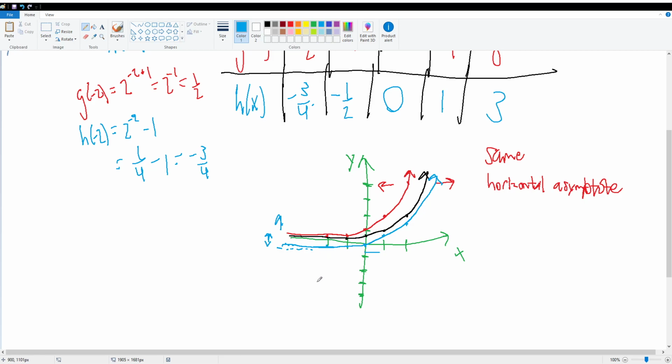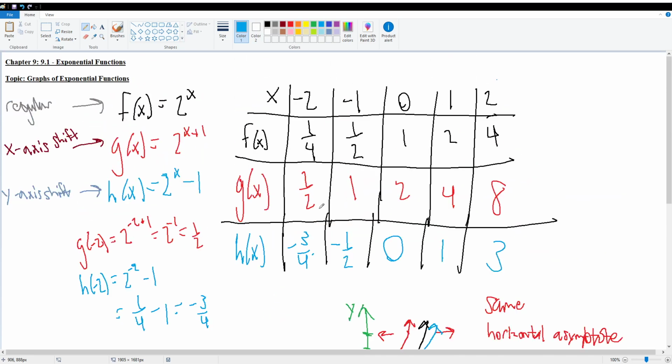Vertical shifts cause different changes with the asymptote, and both shifts cause different y-intercepts. So the blue line has an intercept at y equals 0, but the red line has an intercept at y equals 2. Whereas the black line, our regular exponential function, just had a y-intercept at y equals 1, which is what you would expect for any of them. So those are the things that you have to keep in mind when doing shifts: how the characteristics of each line give you different results.